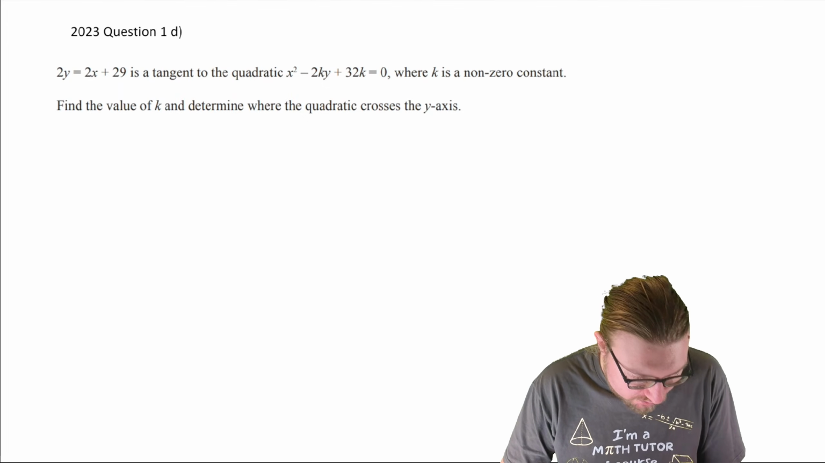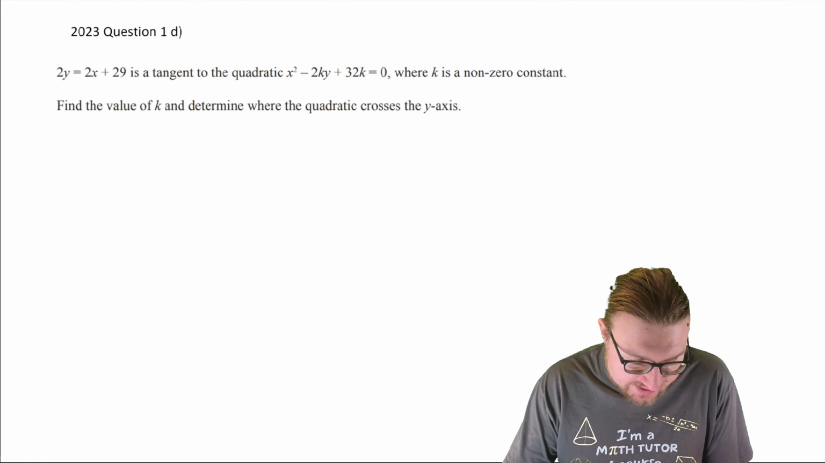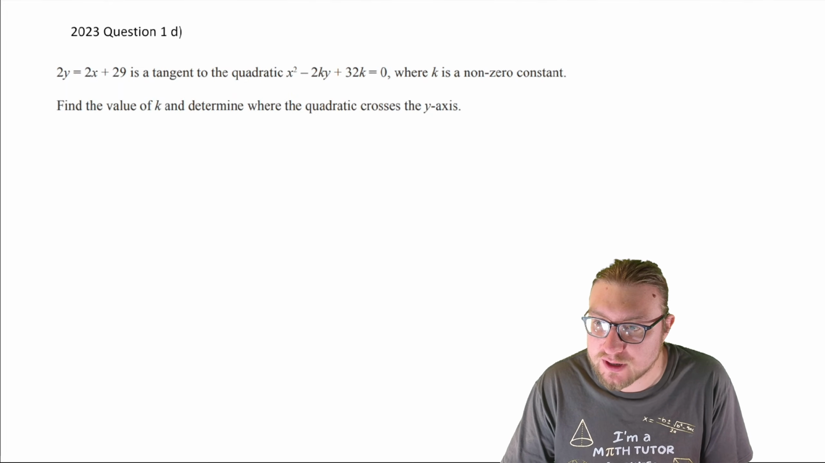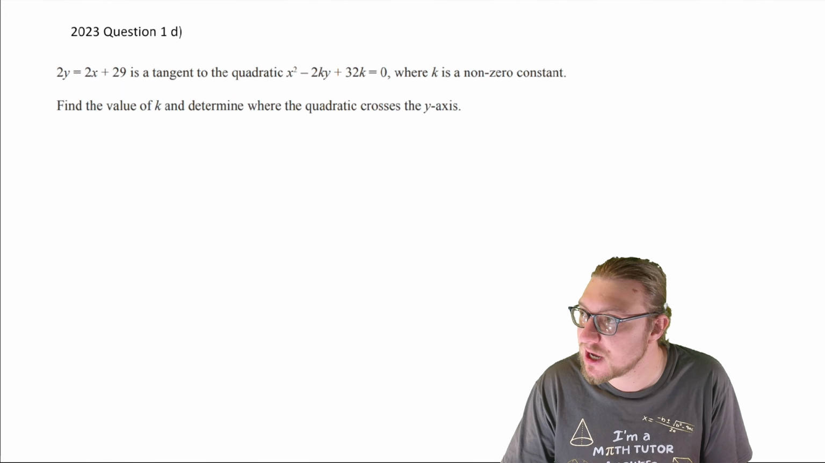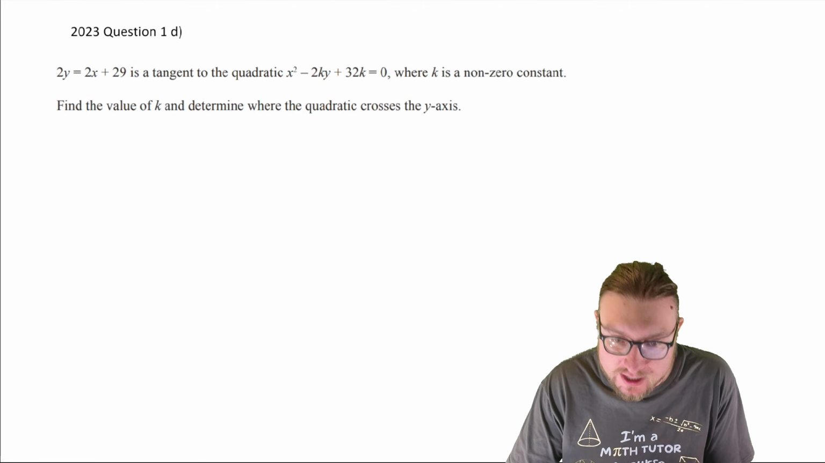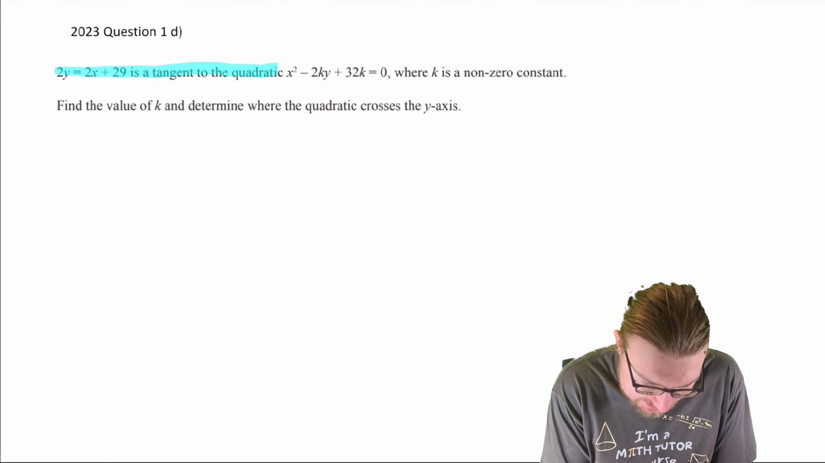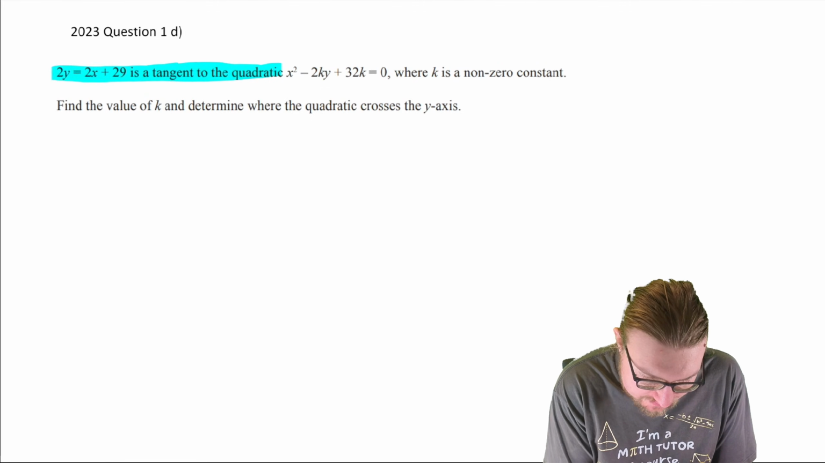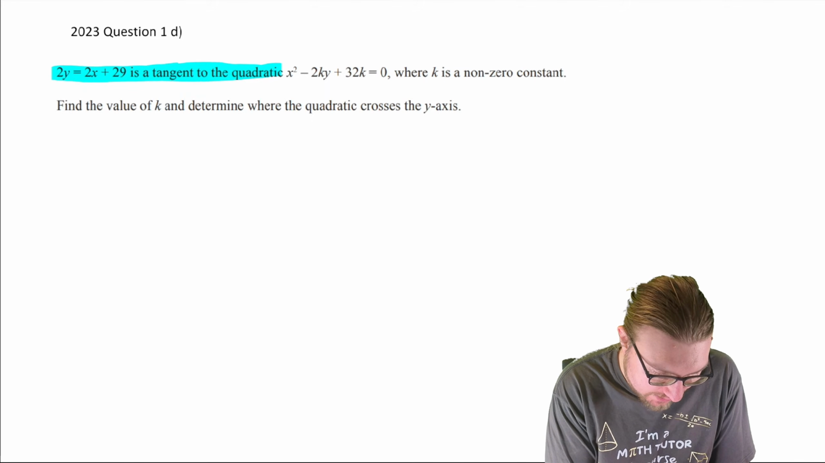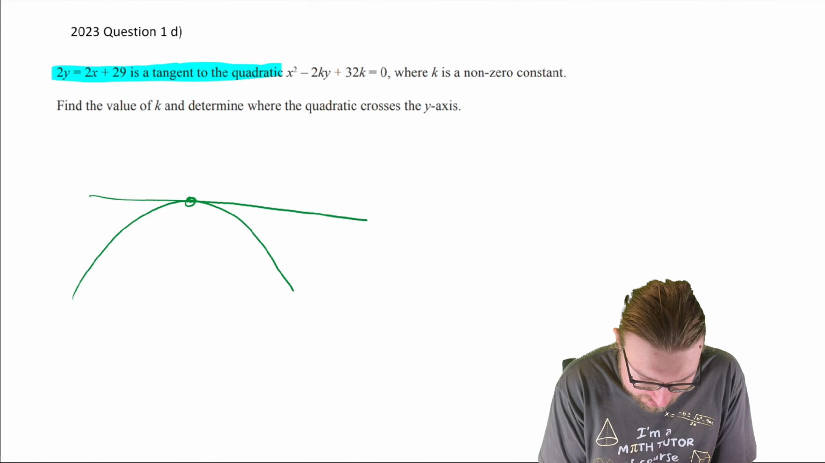So we have 2y equals 2x plus 29 is a tangent to the quadratic. First of all, in order to make sense of these questions, we're going to go one by one. We're going to have a look at what this means: this is a tangent to the quadratic. Now, what does it mean to be a tangent? A tangent line is a line that just touches our curve at one point.